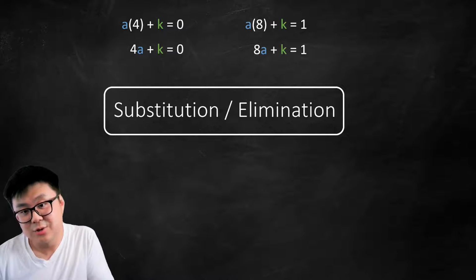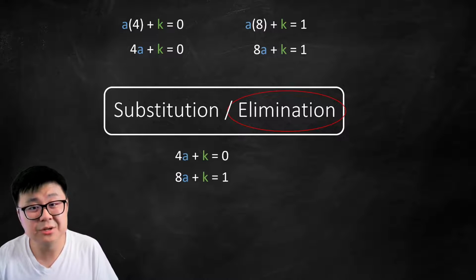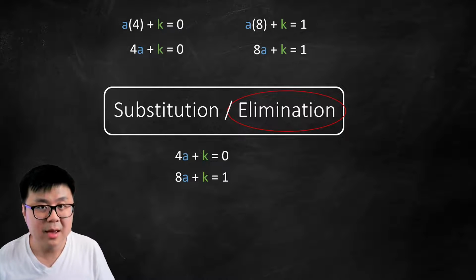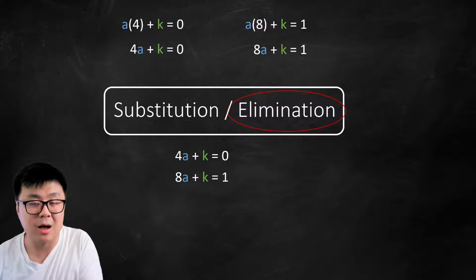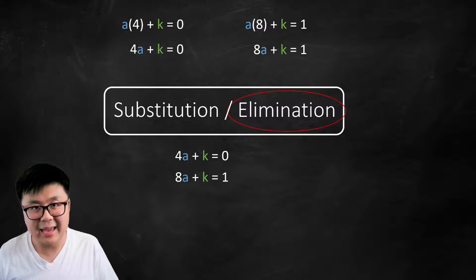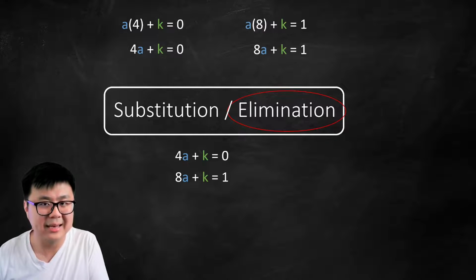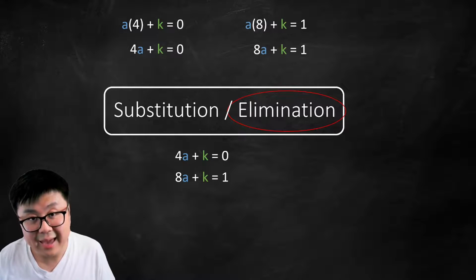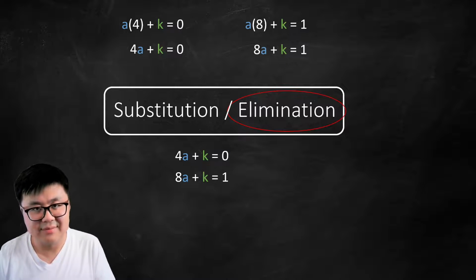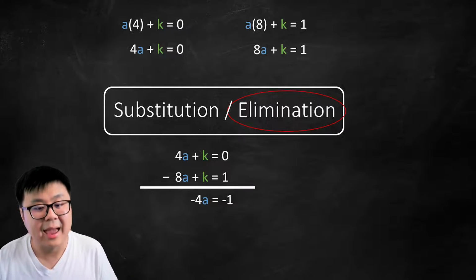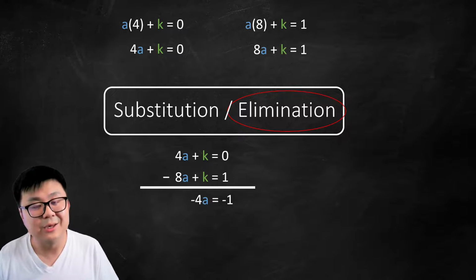In this case, let's try elimination. In elimination, you want to stack the 2 equations together, and you want to make sure one of the letters is exactly the same on the top and the bottom. In this case, my a's are not, because I have 4a on the top and 8a on the bottom, but my k's are. I have a k on the top and I have k on the bottom. If they have the same numbers, you can subtract, and we get negative 4a equals negative 1.